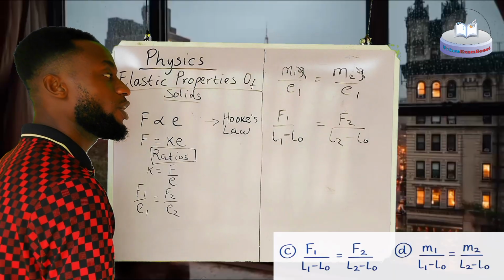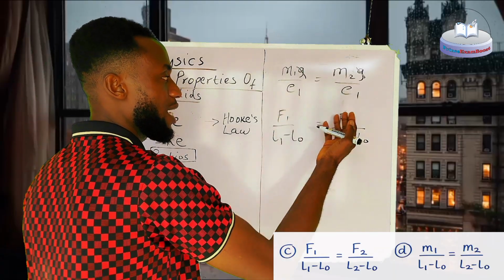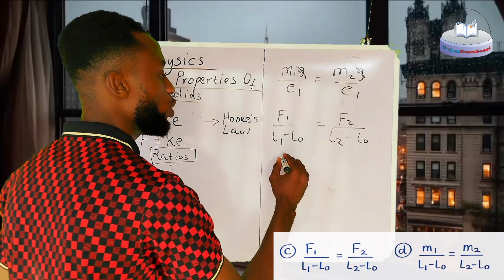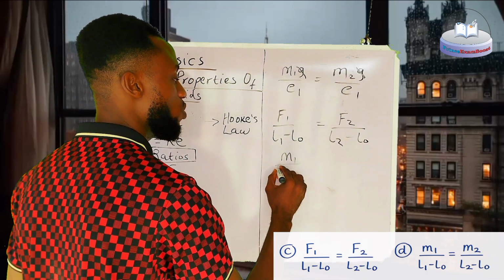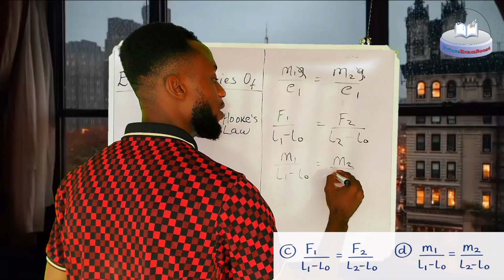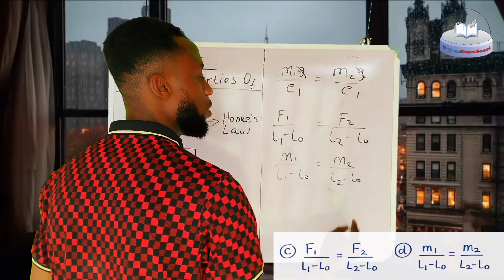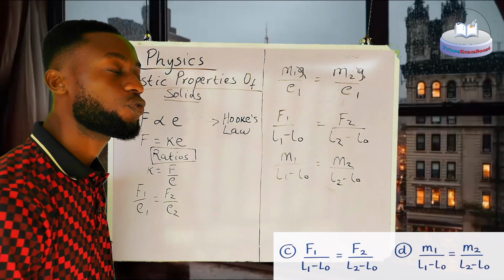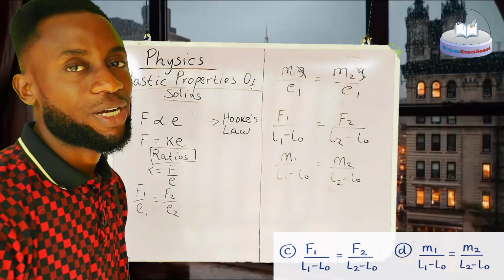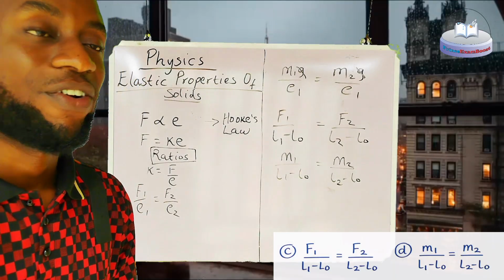And you know very well that since these forces are simply mass times gravity, gravity can cancel on both sides, and we can still write it like this: m1 over L1 minus L0 is also equal to m2 over L2 minus L0. So an equation like this is very useful when you are provided with the original length, or you're asked to find the original length. Then this becomes very handy.